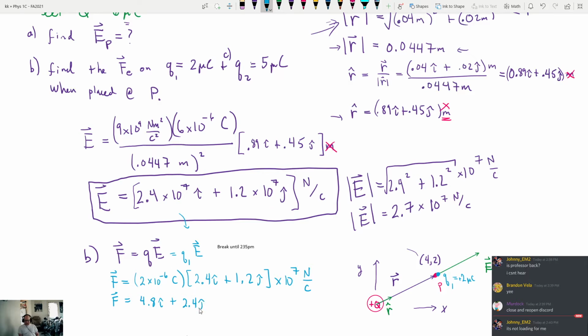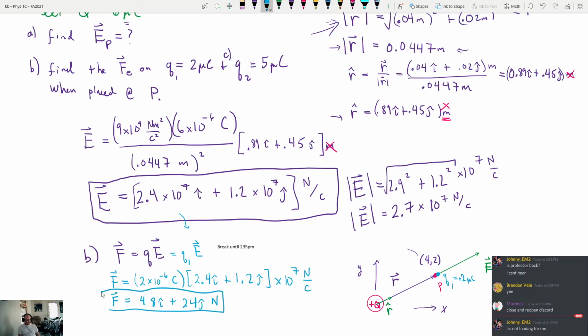This is times j hat, and it's times 10, because it's 10 to the negative 6 and 10 to the 7. So 10 to the 7, 10 to the negative 6, that becomes 10. So actually, this is just going to be 4.8 times 10, which is 48, and 2.4 times 10, which is 24. And that's our answer, and it's going to be in newtons because the coulombs and the coulombs cancel right here. So that would be the force.